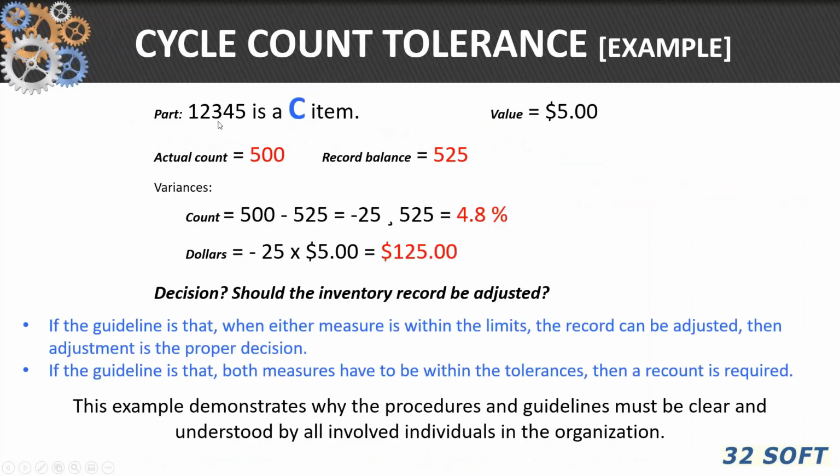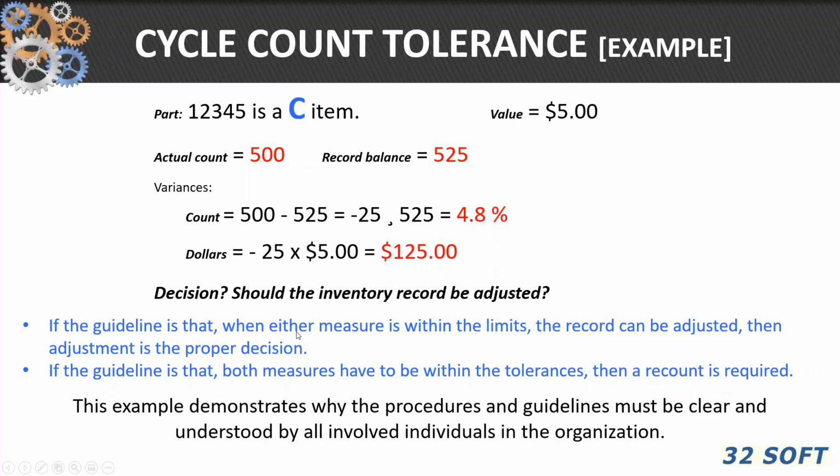So here's a simple example. We got part number 12345. It's a C item. It's worth $5. I actually count 500. Record says I've got 525. Well, that means that I've got a 4.8% variance on count, which is less than 5%. But when I do it on a dollar value, it's $125, which is greater than the $100 tolerance that I've set. So the question is, should it be adjusted?